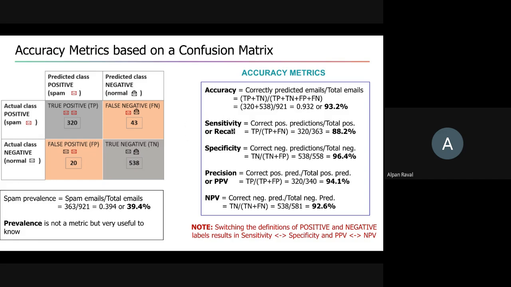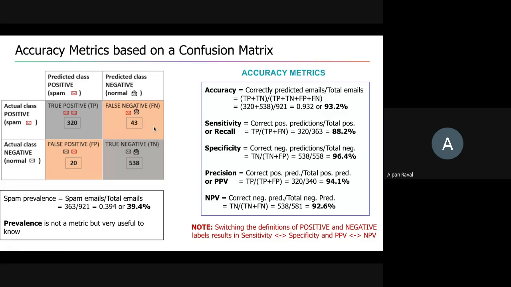We can also define the sensitivity, and the other word for sensitivity is recall. The sensitivity of this classifier is, if you take the total number of actual positives, which is actual spam, 320 plus 43, what is the proportion of actual positives that are correctly predicted by the classifier? That is sensitivity. It's also called recall because it tells you how many of the actual positives are recalled correctly by your classifier.